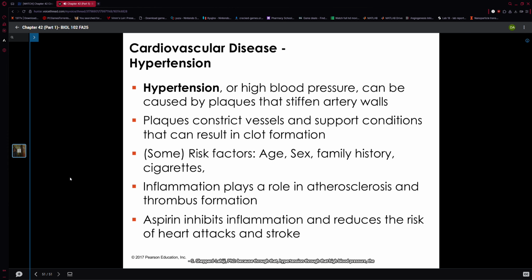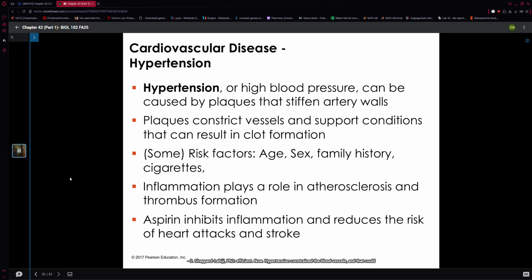And that's because through that hypertension, through that high blood pressure, the ventricles are working harder to expel blood. And the myocardium, which is largely responsible for those contractions, can enlarge up to a certain extent, but eventually it becomes excessively stretched and it becomes less efficient.